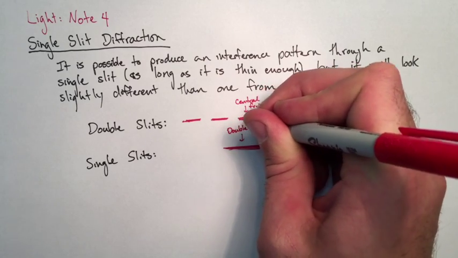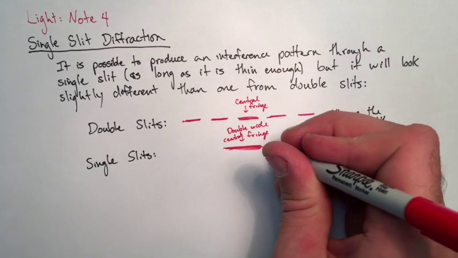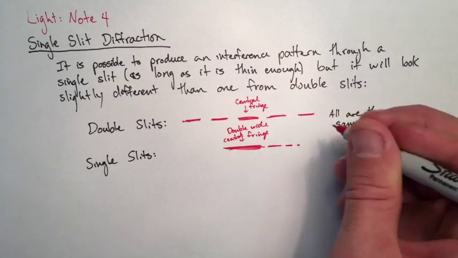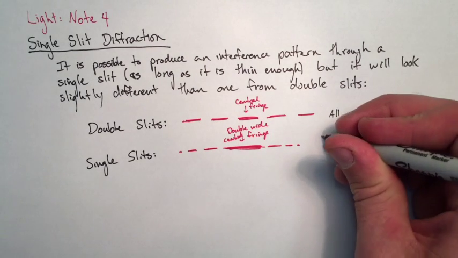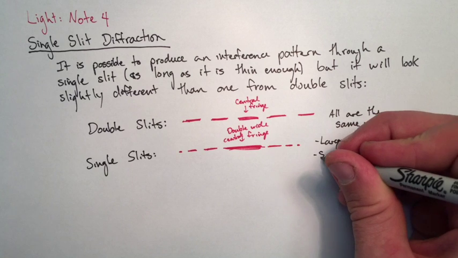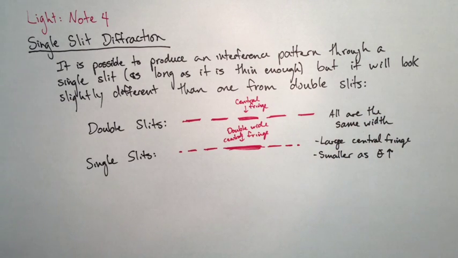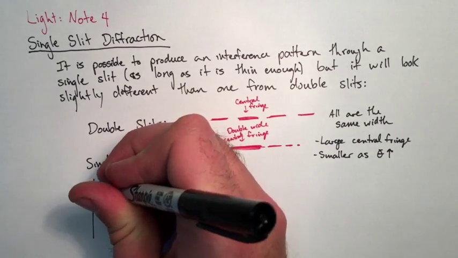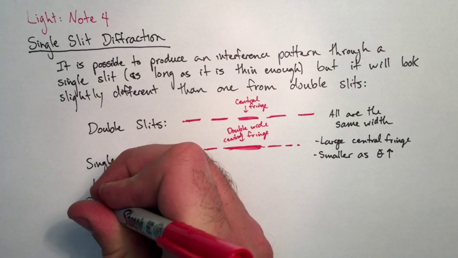In a single slit pattern, that central fringe is double wide. It's double the width compared to if we create it through a double slit pattern. The fringes beside it get smaller and smaller, but they're still separated by nodes. So here the large central fringe, and then we have smaller fringes beside it as we get further and further away.